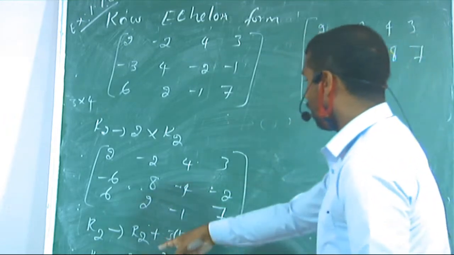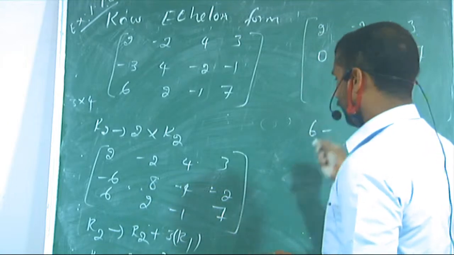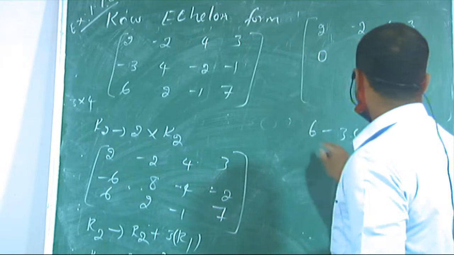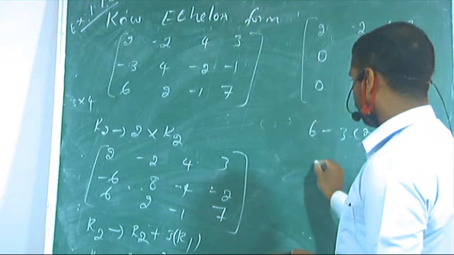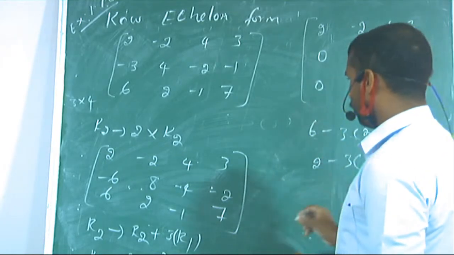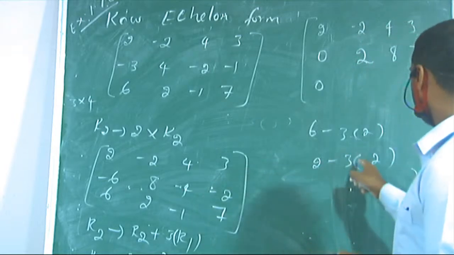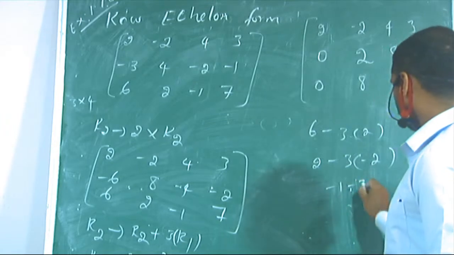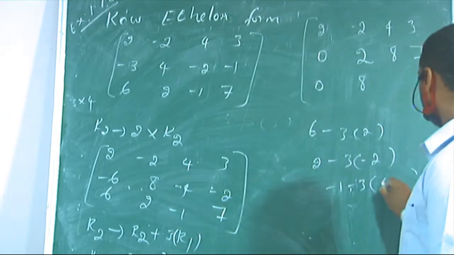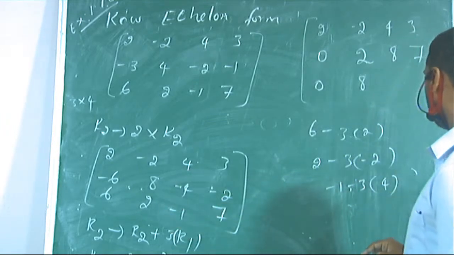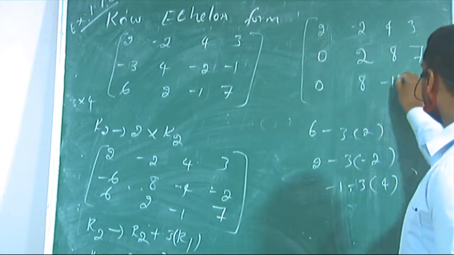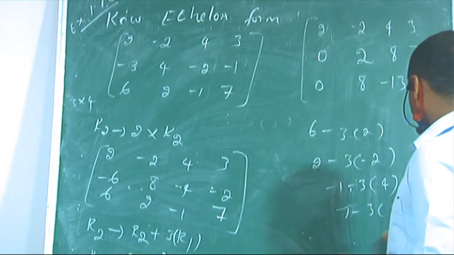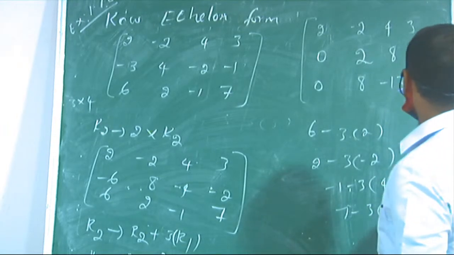Next one, what will happen? R3 is equal to 6 minus 3 into R1, which is 2. So again 6 minus 6 is equal to 0. Next term, 2 minus 3 into minus 2. So 2 plus 6, 8. The next term, minus 1 minus 3 into 4. So minus 12. So minus 1 minus 12, minus 13. Last term, 7 minus 3 into 3. 7 minus 9 is equal to minus 2.